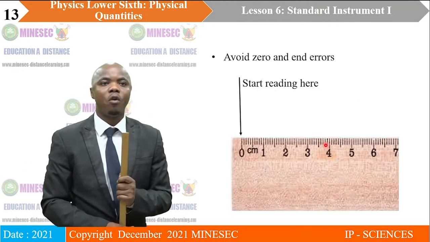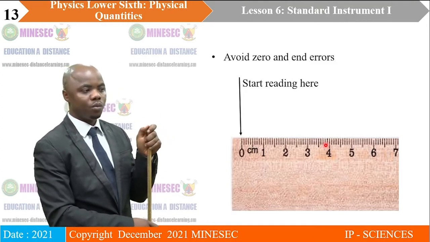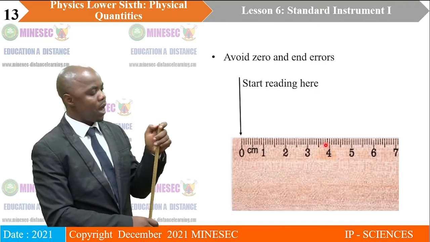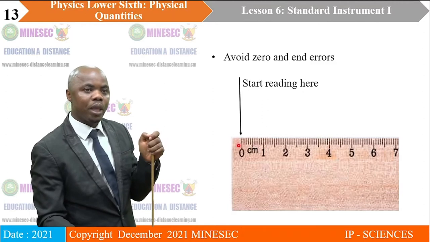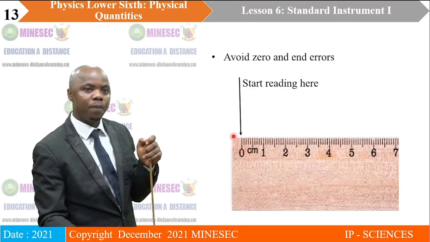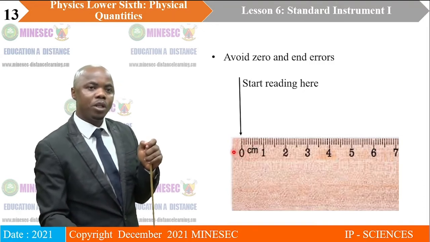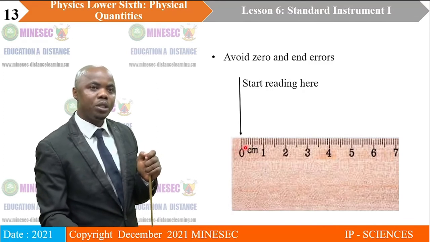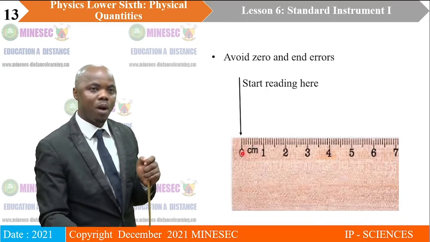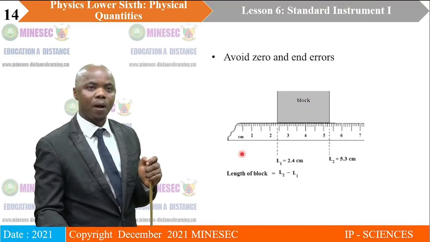Two, avoid zero and end errors. A meter rule does not start from zero. The zero mark is a few distance away from the end, on some meter rules. Take for example the one on the screen. You see that the zero does not start from the end. Therefore, measurements should not be made from this end. You measure from the zero mark. So that's why you start reading from the zero mark, not from the end of the ruler.